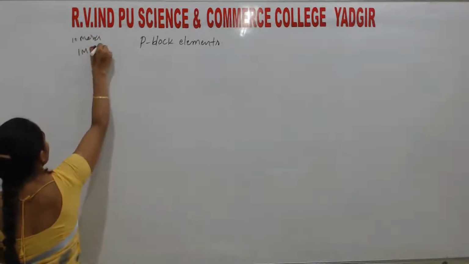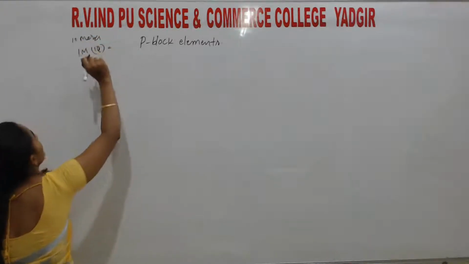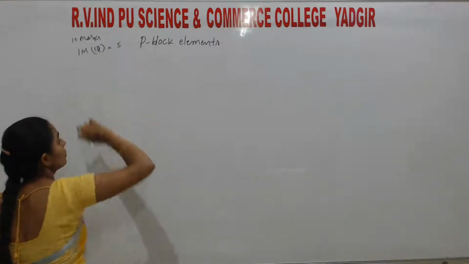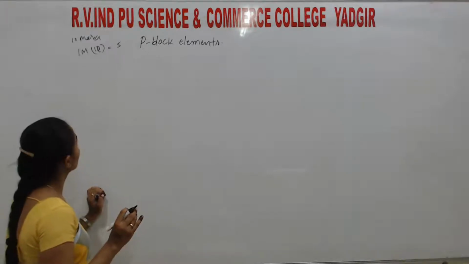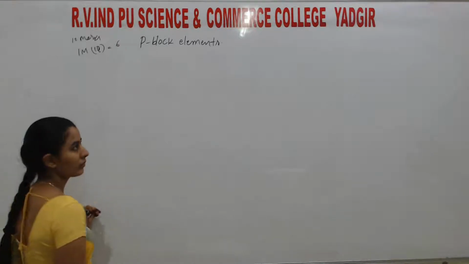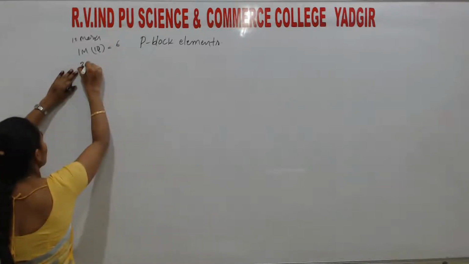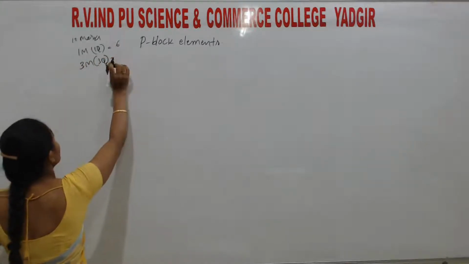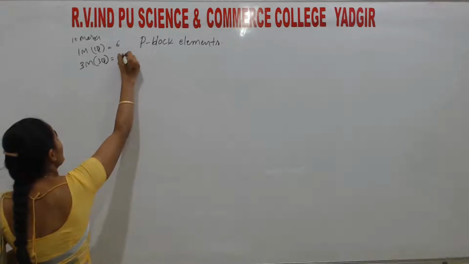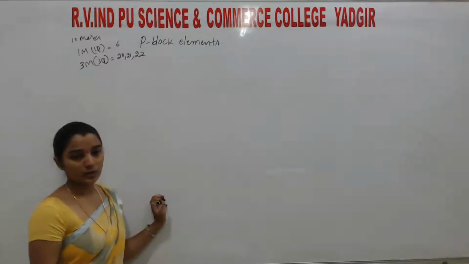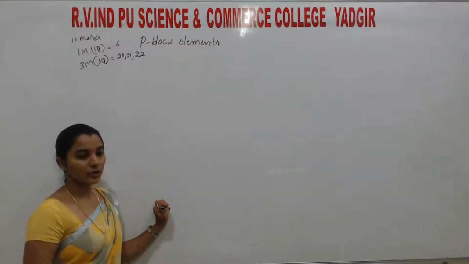1 mark, 1 question, that is question number 5 and question number 6. Next, 3 marks, 3 questions, that is question numbers 20, 21, 22. Total 10 marks it carries: 1 mark 1 question, 3 marks 3 questions.